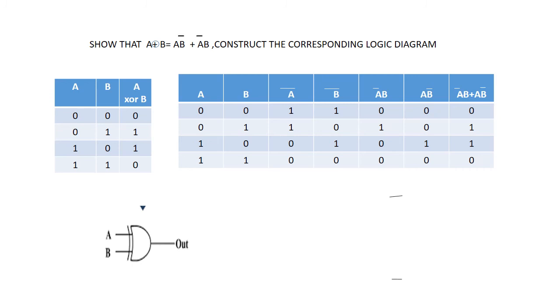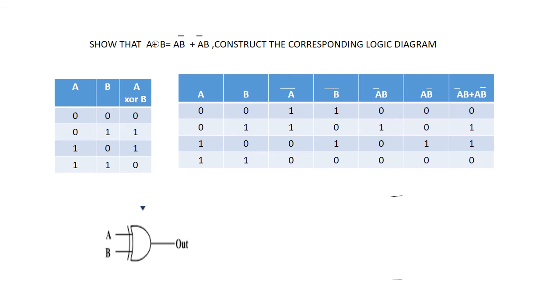Then create a column for A B bar. For creating it, you have to perform AND operation between the column A and the column B bar. You get the resultant values as 0, 0, 1, 0. Now you have A bar B and A B bar. Perform OR operation on these two columns to get the result as 0, 1, 1, 0. So the result of the RHS and LHS, you get the value as same. Thus we have proved that LHS is equal to RHS by constructing the truth table.